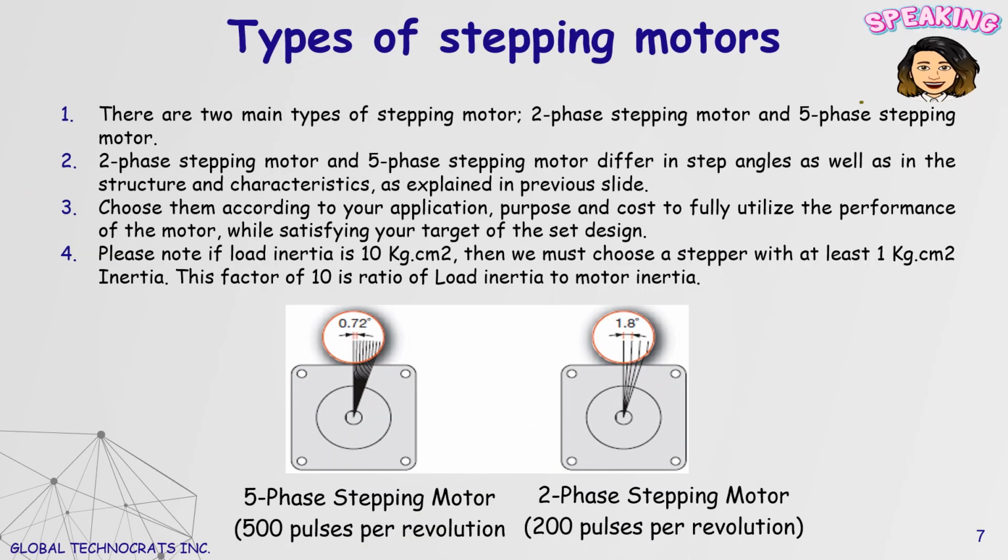Types of stepping motors. There are two main types of stepping motor, the two-phase stepping motor and the five-phase stepping motor. They differ in step angles as well as in structure and characteristics, as explained in the previous slide. Choose them according to your application, purpose and cost to fully utilize the performance of the motor while satisfying your target for the set design.